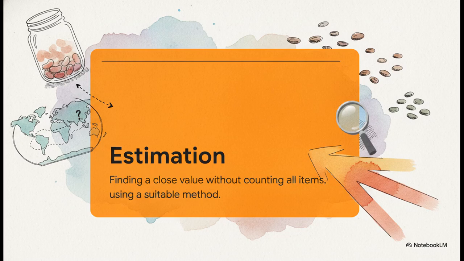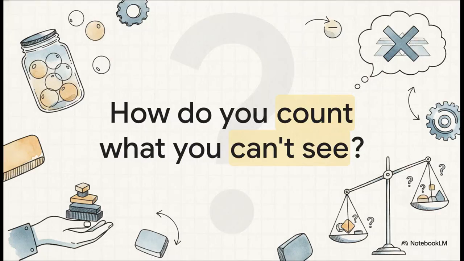Now, estimation gets a bit of a bad rap. A lot of people think it's just random guessing, but it's really not. It's actually a highly strategic approach to finding a close, reliable value when precise counting is either impossible or, let's face it, just totally impractical. It's all about using context clues to get an answer that is good enough for you to make a solid decision.